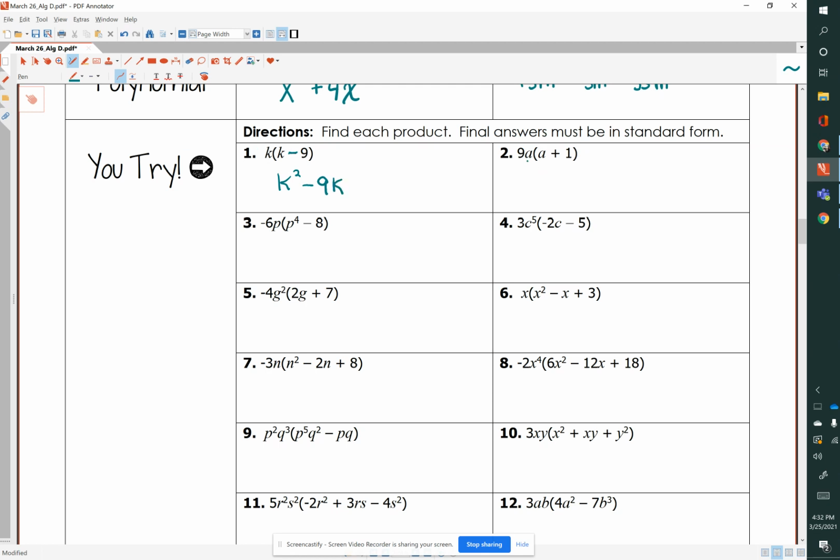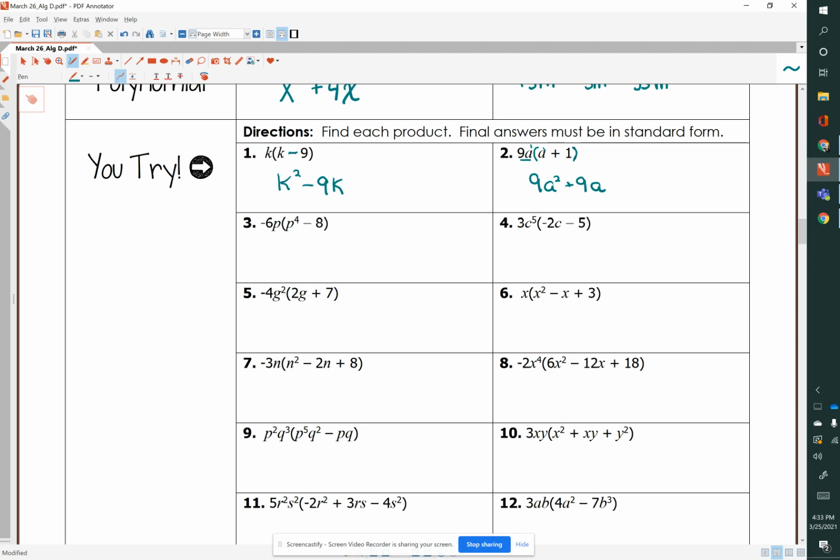Number 2, we're going to multiply 9a by the quantity of a plus 1. So 9a times a would be 9a squared. We're adding those two invisible ones. Then positive 9 times positive 1 would just be positive 9, but we have that a. So these are not like terms. An exponent of 2 is not the same as an exponent of 1. So this is as simplified as we can get it. We cannot combine those any further.